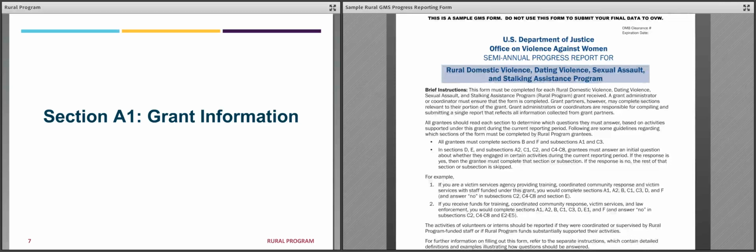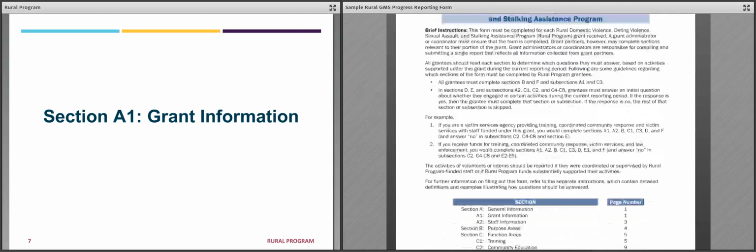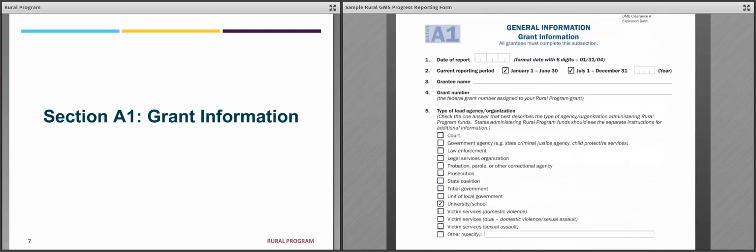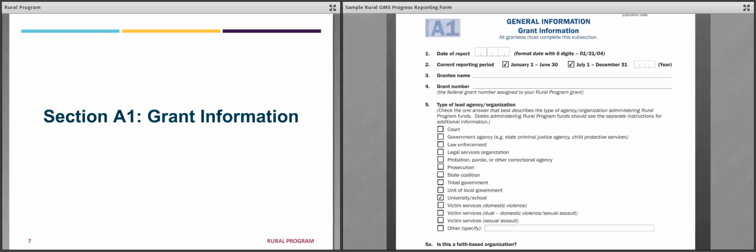Okay, so we're going to begin going through the form section by section. And the first section is section A1, grant information. So in section A1, you'll provide us with general grant information. In question 1, you will fill out the date of the report for when you submit it into GMS. For questions 2 through 4, those will be pre-populated for you when you download your form from GMS.